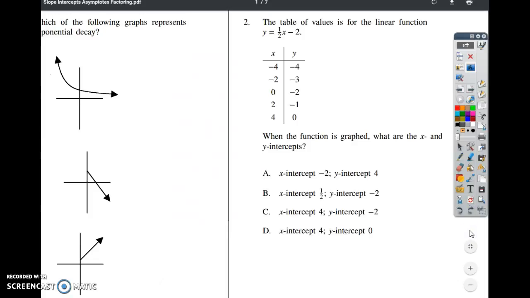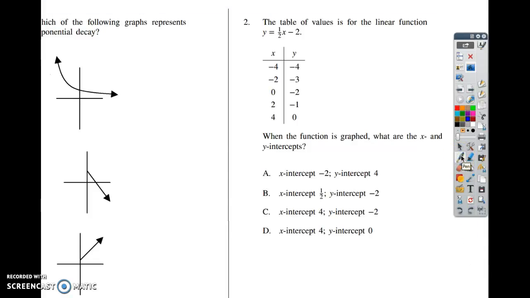Look at your answers. X-intercept is at 4, y-intercept is at -2. The answer is C. It cannot be B and it cannot be A.